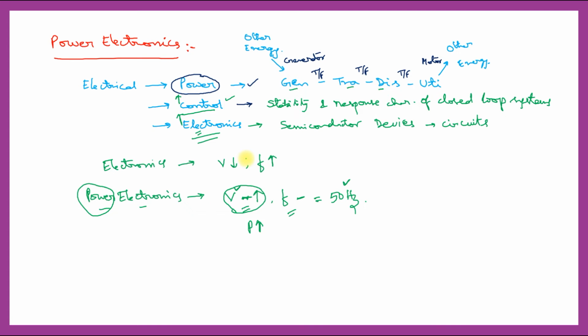We are maintaining very high voltages to get very low losses in transmission. So we are maintaining very high voltages. To withstand those high voltages and high power levels, we need to go ahead with power electronics. So generally power electronics utilizes power semiconductor devices.